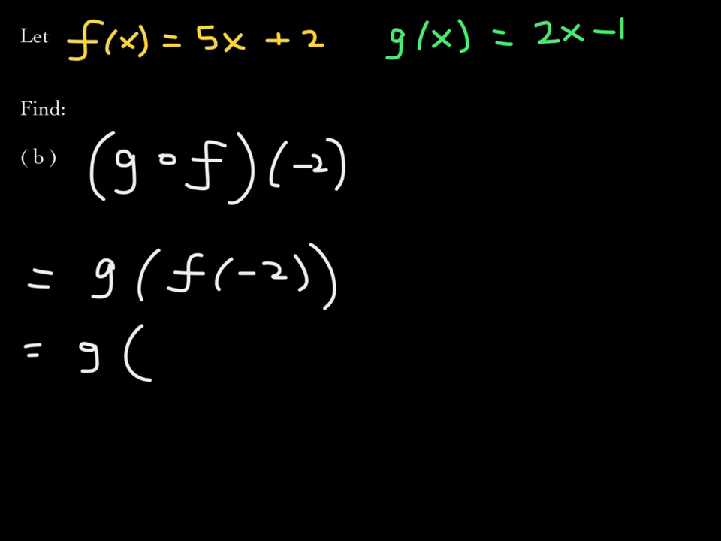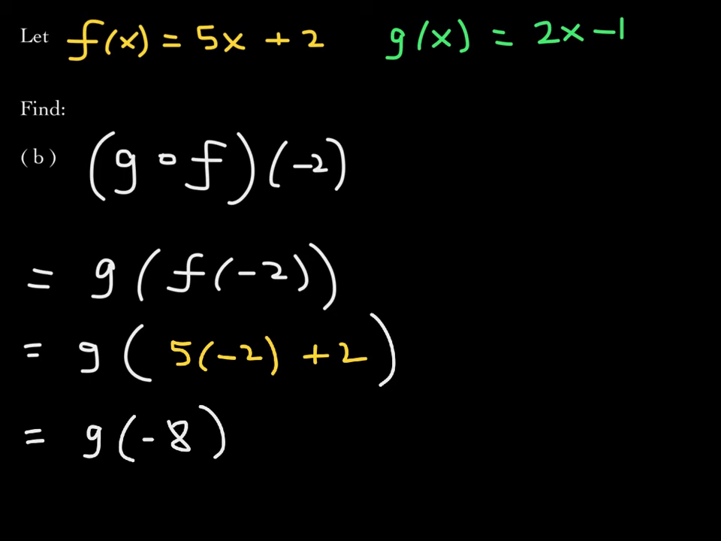So it'll be 5 times -2 plus 2, like that. All right, let's figure out what this is. 5 times -2 is -10, and -10 plus 2 is -8. So now I take -8 and plug that into function g, which is over here. So it'll be 2 times -8, then -1, like this, right?